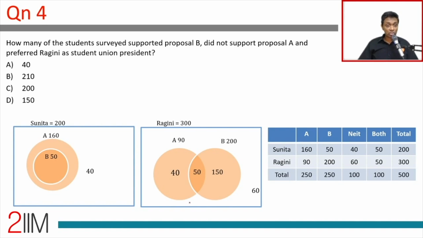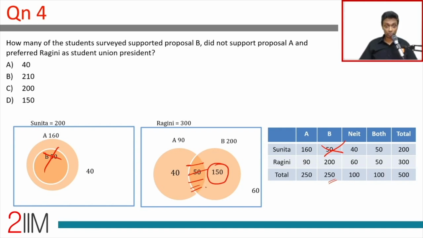How many of the students surveyed supported proposal B, did not support proposal A, and preferred Ragini as student union president? They supported proposal B, but not A. Out of this 250, they liked B, but not A. That means this 50 we can ignore completely because that entire 50 is sitting inside. Only this 200 we are worried about. Even in this 200, this 50 supported proposal A also. So this 150 is what we are looking for.